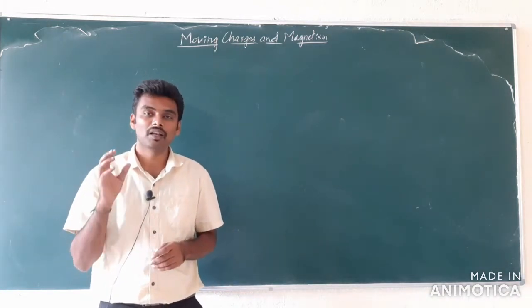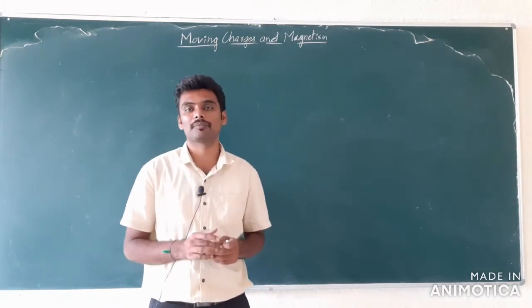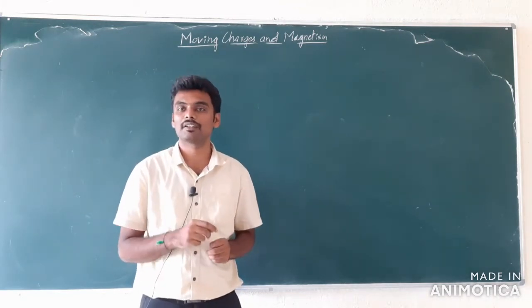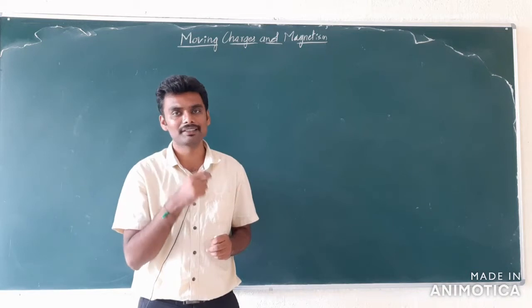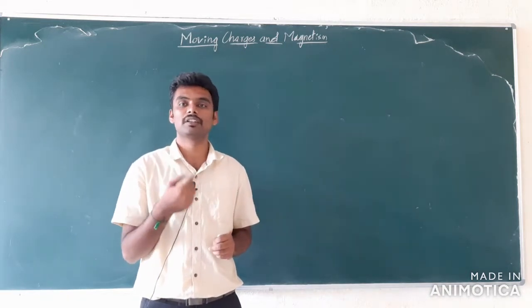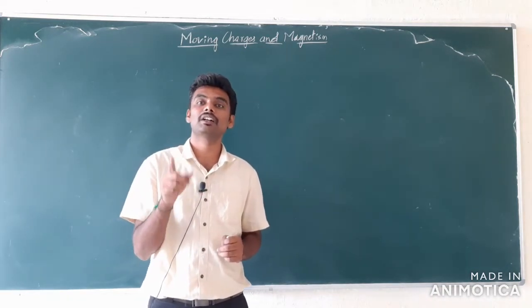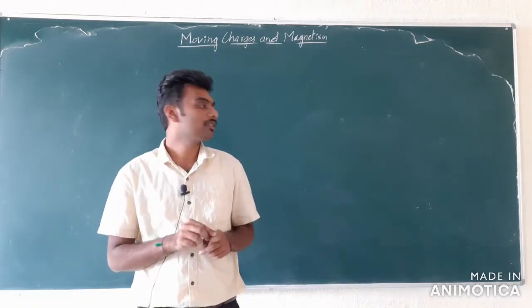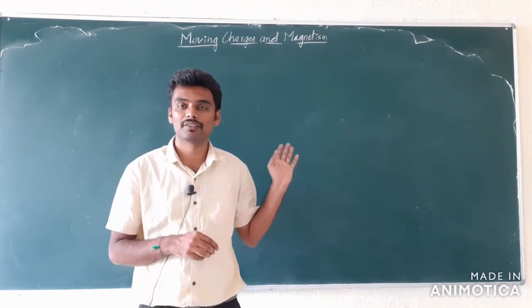So for simplicity, I'll be choosing a hydrogen atom because I can have only one electron in that, and I'll consider the revolution of that electron, and I'll see what is the magnitude of magnetic dipole moment, because the magnitude of magnetic dipole moment is known to us.